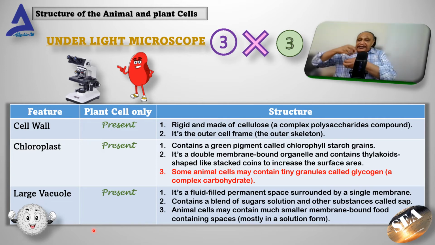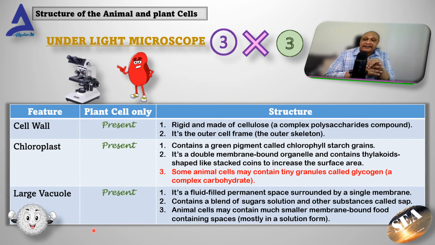Thylakoids are like coins. You see, when you put the coins together, it makes a stalk, stacked coins, to increase the surface area, because any additional structure present in any surface increases the surface area, and this is for a reason.